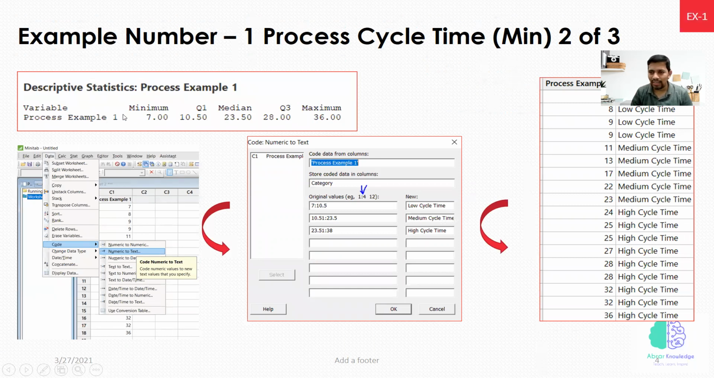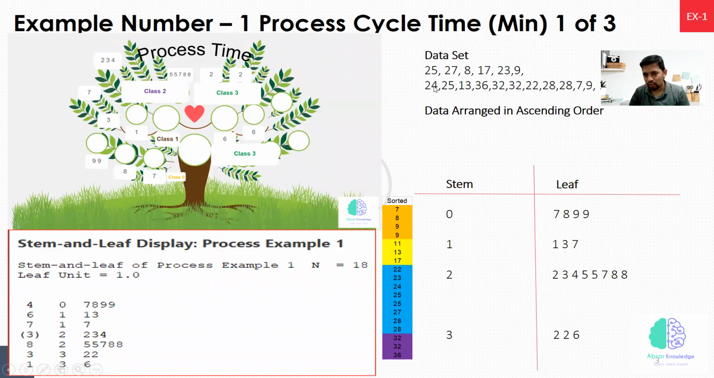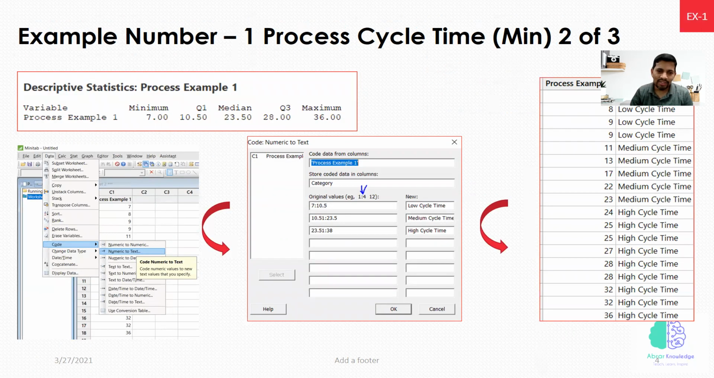For example, generally the first step is to pick up the descriptive statistics: the minimum value, Q1 (quartile 1), quartile 3, median, maximum, and so on. Then that value you can also convert it. For example, this data is cycle time. So these are different cycle times being taken, 25 minutes, 27 minutes, 8 minutes, and so on and so forth. This data we can also give in the description as well.